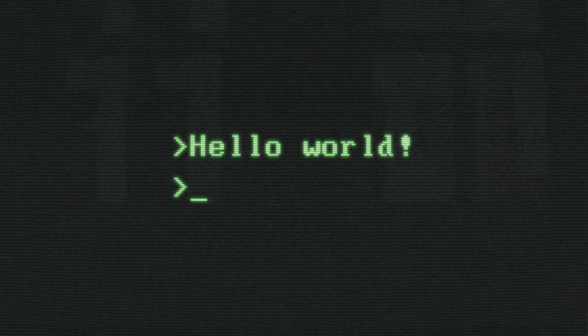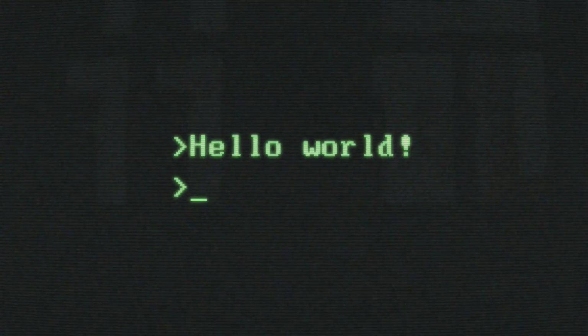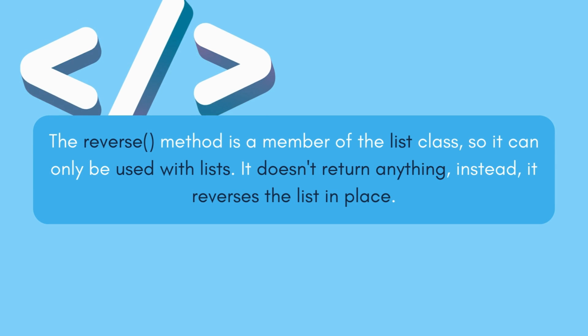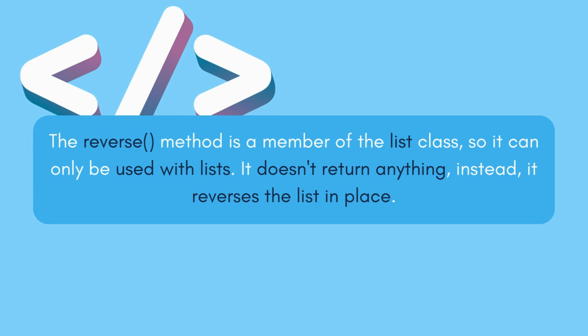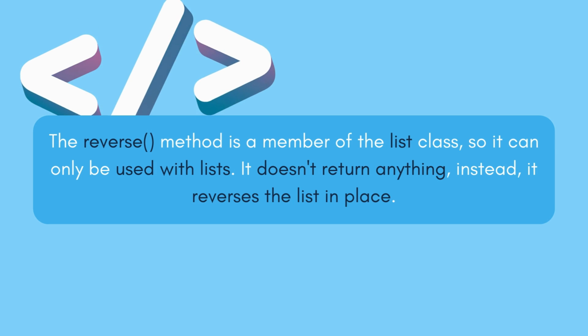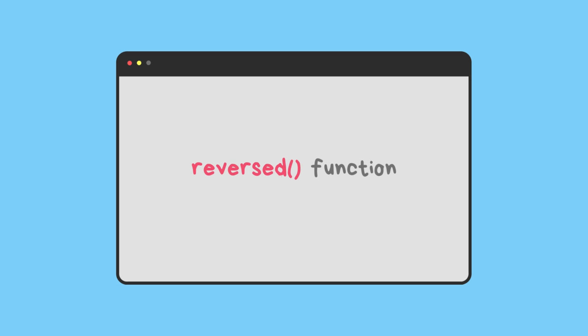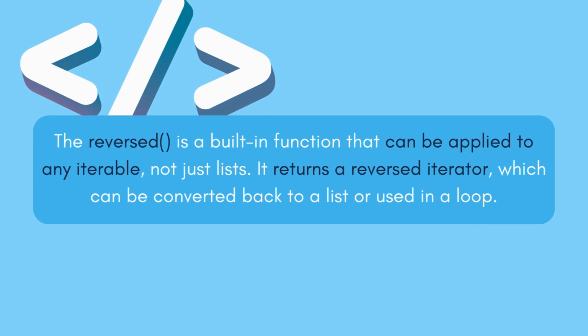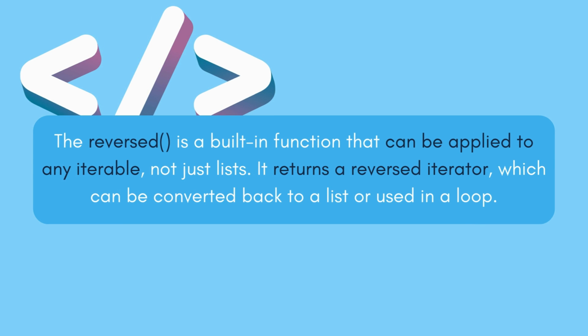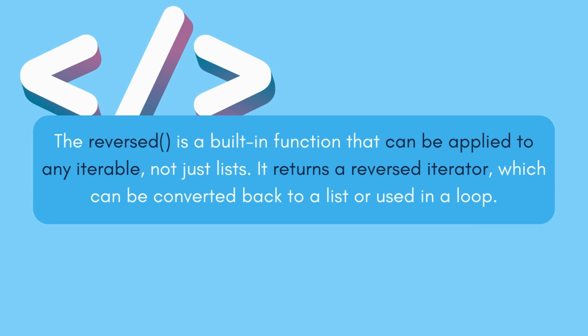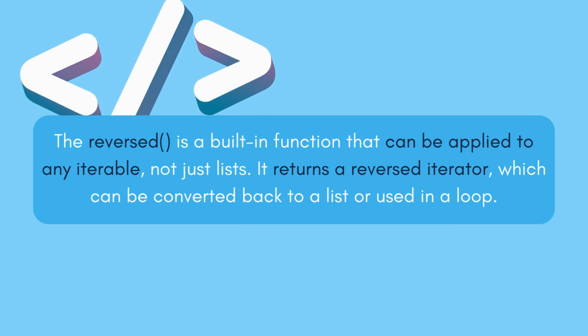You now understand that these functions essentially reverse the sequence, but you may be wondering how they differ from one another. The reverse method is a member of the list class, so it can only be used with lists. It doesn't return anything. Instead, it reverses the list in place. On the flip side, reversed is a built-in function that can be applied to any iterable, not just lists. It returns a reversed iterator, which can be converted back to a list or used in a loop.